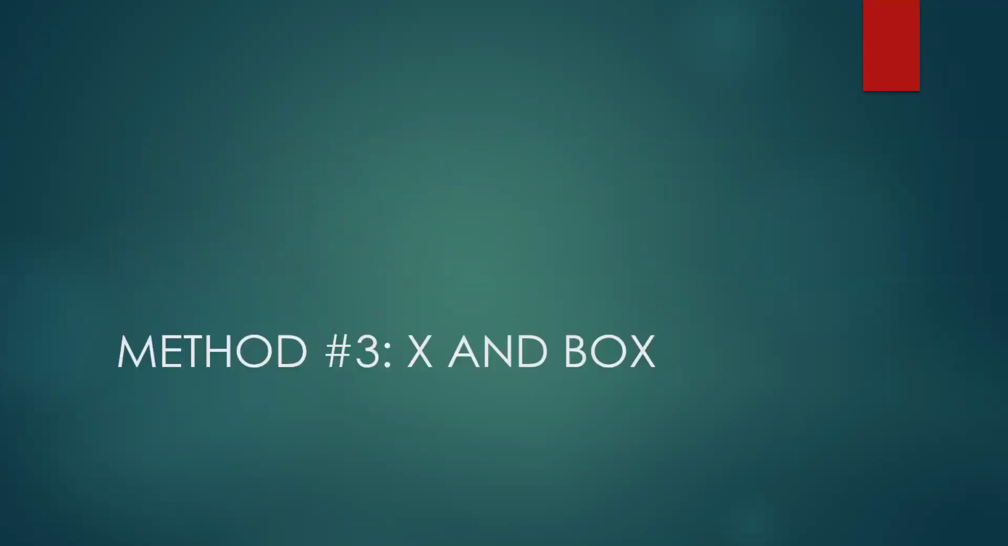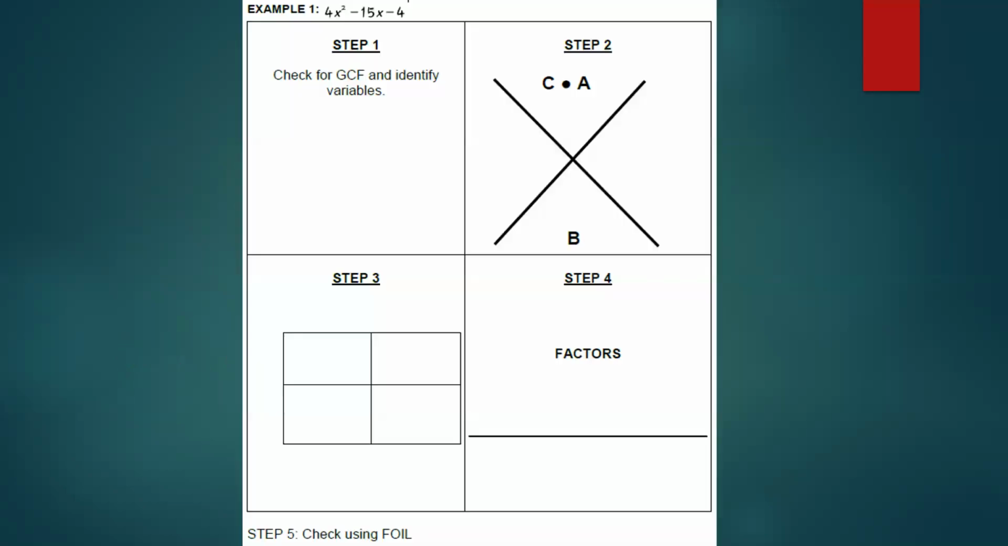I call this method Xbox. It's called Xbox. This method is a visual way of being able to factor. However, we will also learn another way for my non-visual learners. You're like, miss, that's too much drawing for me. Then we'll do it another way. But 9 times out of 10, most people like Xbox just because it helps you organize your thoughts.